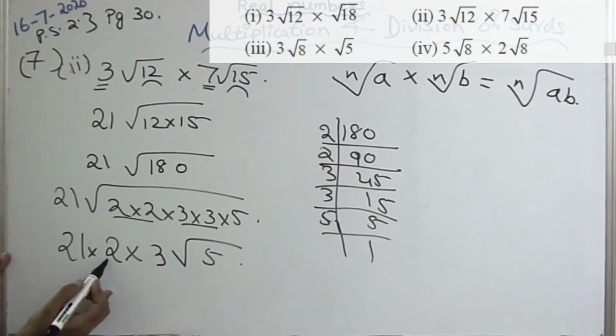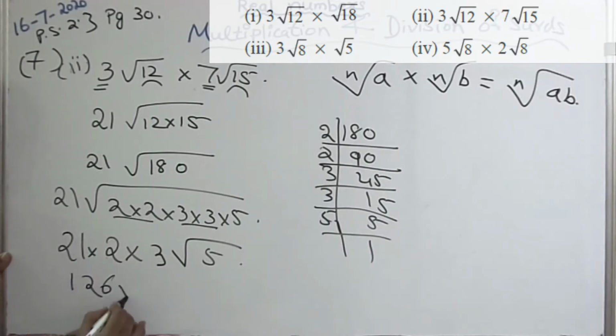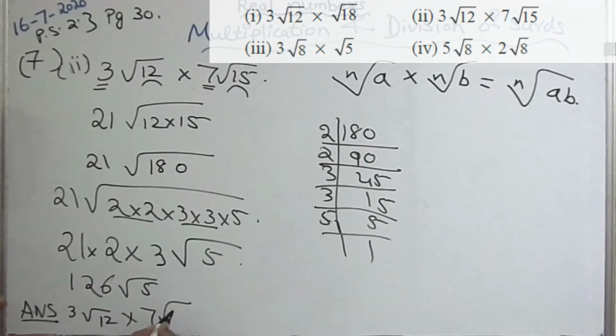21 2s are 42. 42 3s are 3 2s are 6, 4 3s are 12, 126 root 5. So your final answer is: 3 root 12 into 7 root 15 is equal to 126 root 5.